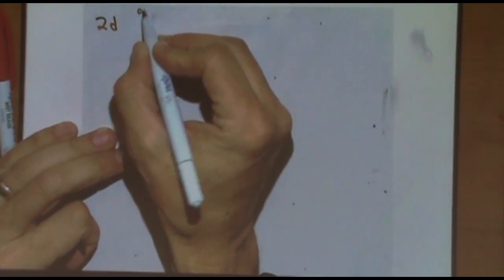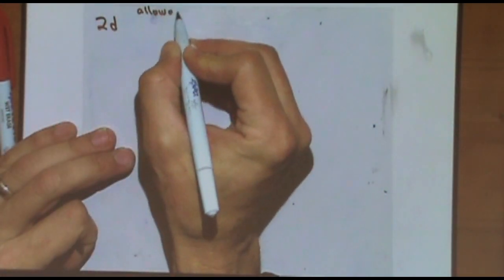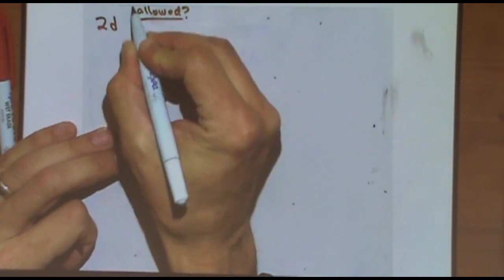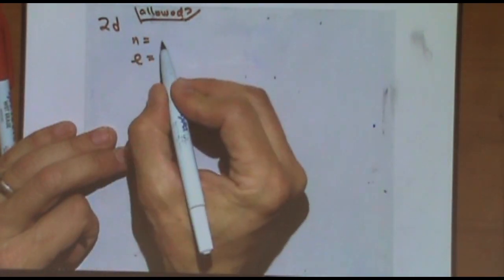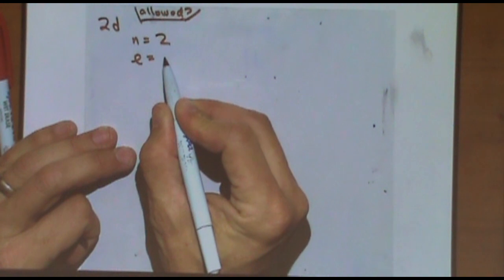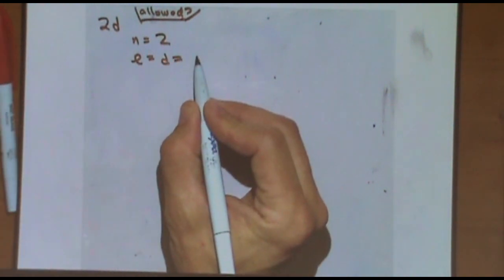Okay, here's one style. One style is to say, I'll give you an orbital, say 2D, and I'll ask you, is this allowed or not? So the question is, is it allowed? What you would do is find the quantum numbers that are given. So for example, n is what here? 2. L is D, which is what number?